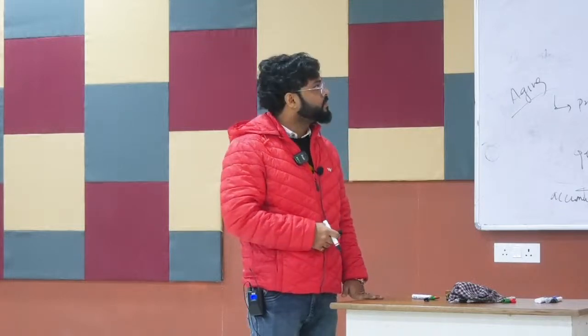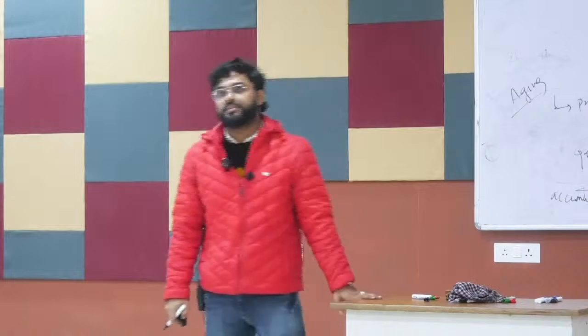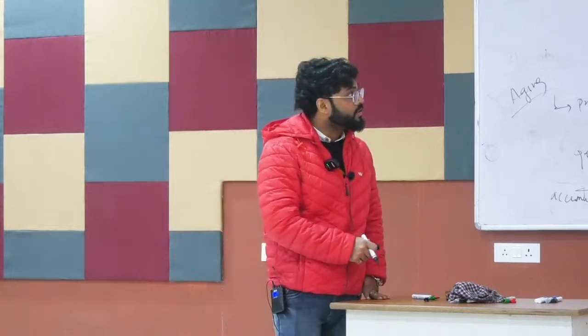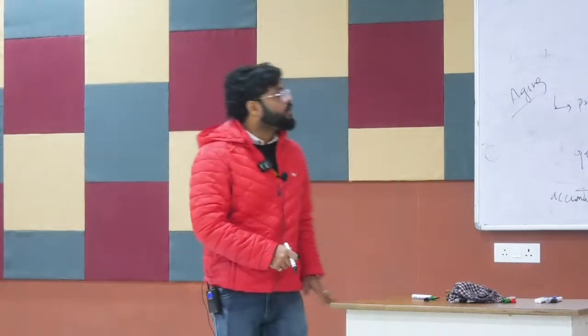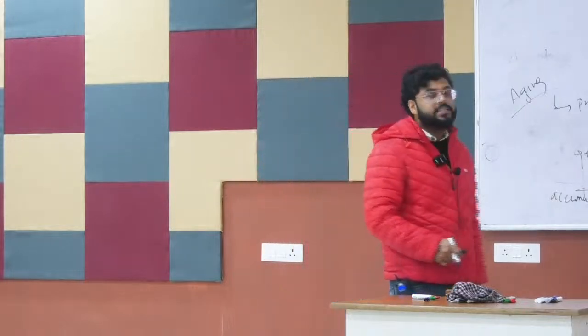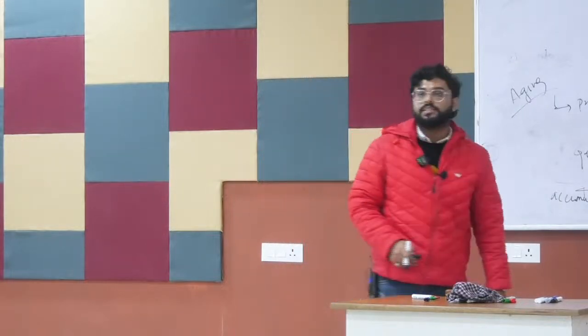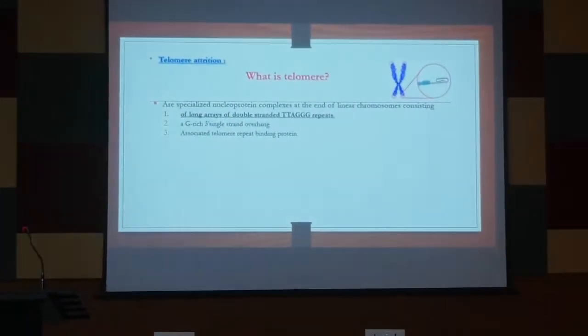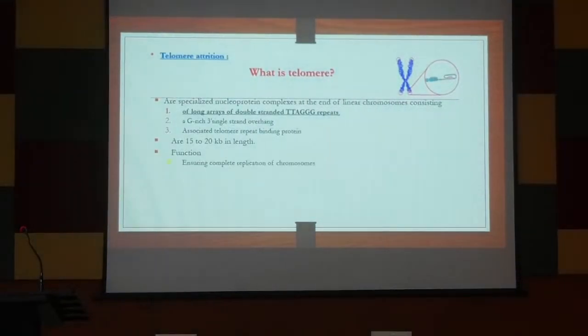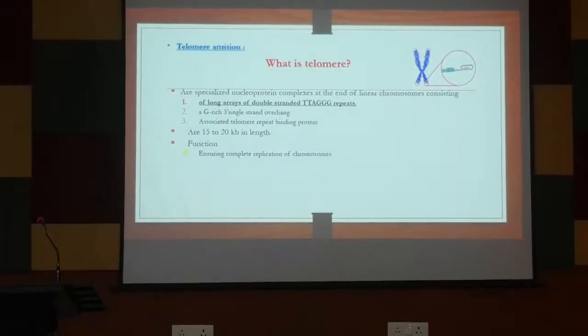At the end of each chromosome, there is a long array of double stranded TTAGGG repeats. It is present at the G-rich 3 prime end, and it is called a telomere. What is the function of telomere? It ensures complete replication of the chromosome.